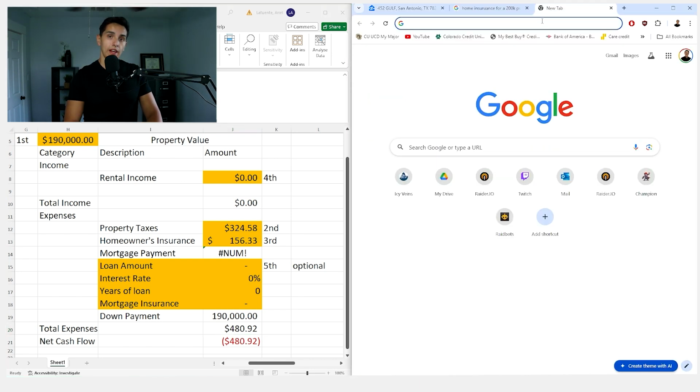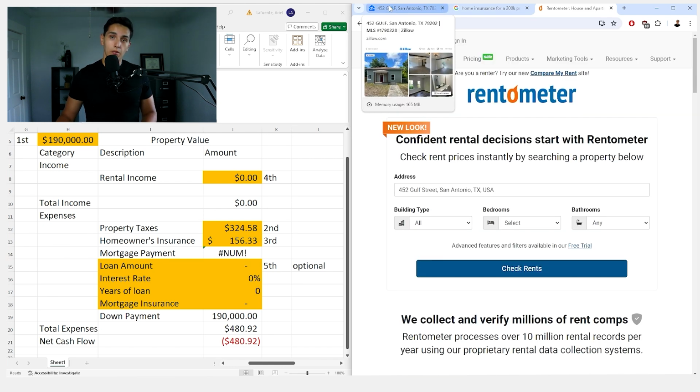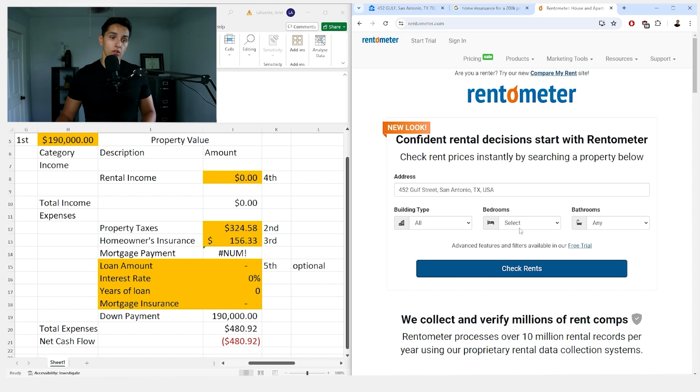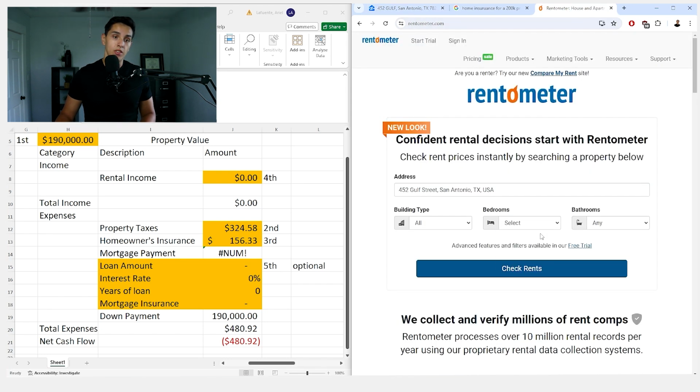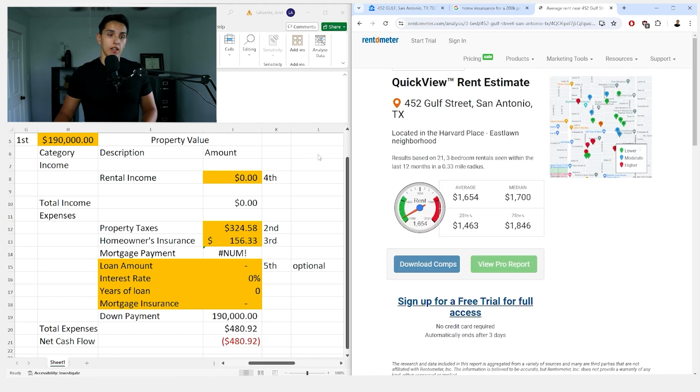One thing we can do here is we can go ahead and take a look at a website called the Rental Meter. All we need to do is go ahead and put the property address and also put the amount of bedrooms that it has. So if we look back, there is 3 bedrooms, and we'll just do any baths. Check rents. Now you're going to be getting 4 numbers from this estimate. Now, just to keep this as a conservative estimate, we're going to go ahead and go to the 25th percentile, or also the lowest.